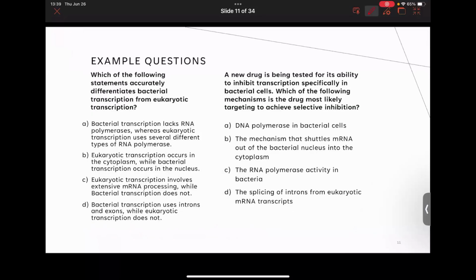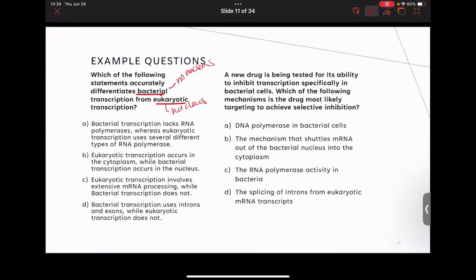Which of the following statements accurately differentiates bacterial transcription from eukaryotic transcription? Well, bacterial versus eukaryotic, bacteria have no nucleus. Already, I'm just going to write that down. And eukaryotes have a nucleus. We already know this is our basic difference. Let's see what we can find from that information looking at this.